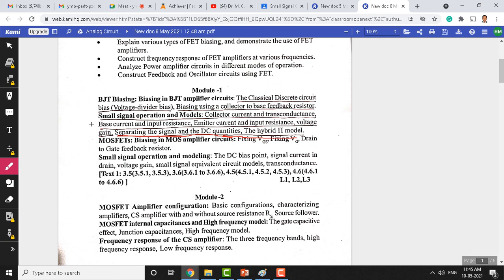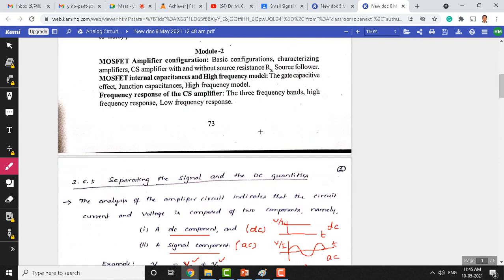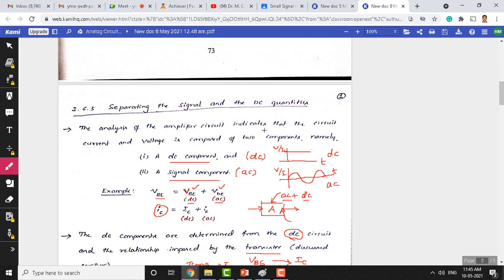All these chapters are covered from the textbook by Sedra Smith. I advise students to have an e-copy and start studying. Once college reopens, you can have a hard copy of the textbook and study more details from the hard copies as well. Any questions so far on the topics covered in today's class? If you have any questions, I can take them offline also.